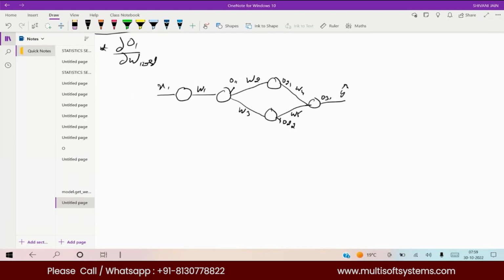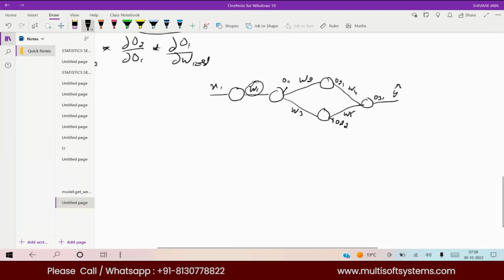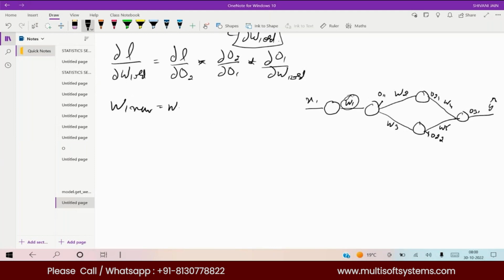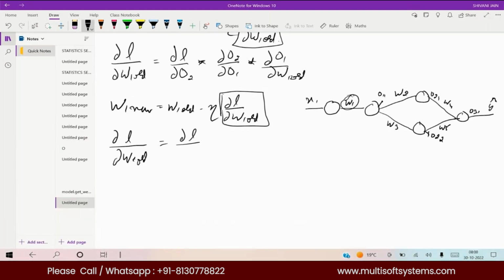Now here I want to update W1 new, this one. So it will be W1 new equals W1 old minus eta times derivative of loss divided by derivative of W1 old. Now I want to calculate this. How can I write this? Can I write derivative of loss divided by derivative of O11? Start from the back. My loss is calculated at the end, so my loss is dependent on O31. For any of the weights, you have to start from the last, because try to understand what we are calculating.